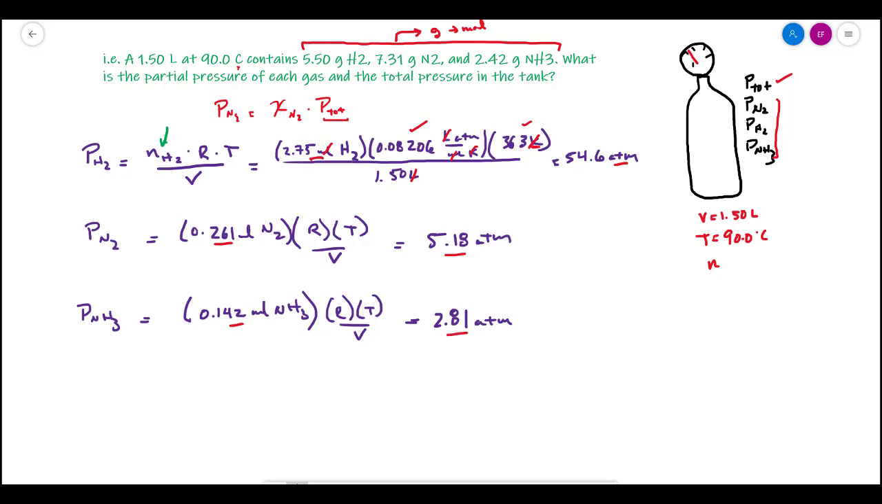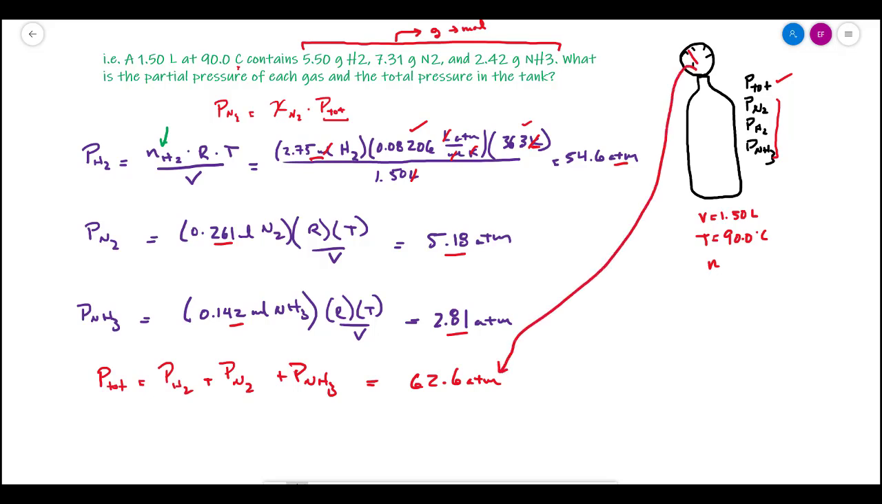You can see that the vast majority of the pressure inside of that tank is coming from the partial pressure of hydrogen. And we also know then that the total pressure is just a sum of the partial pressures of each of the individual constituent gases. So we could add these three things up here, and what we get is 62.6 atm. So that's what you would read on a tank gauge. If this were a cylinder, say a scuba tank, and you had attached to that a tank gauge, you would read 62.6. That would be the total pressure.